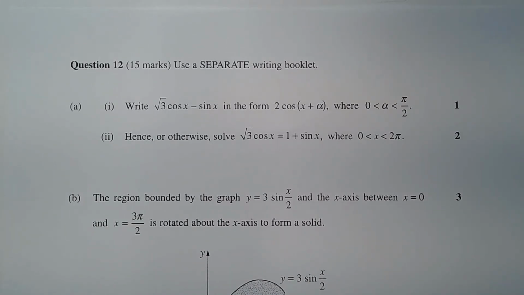Part 2. Hence or otherwise, solve root 3 cos x equals 1 plus sin x, where x is greater than 0 and less than 2 pi.